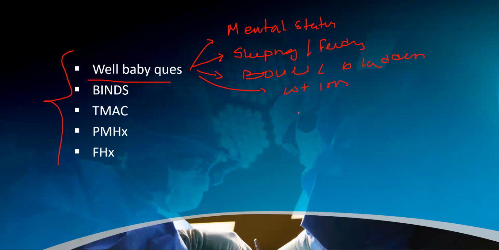So if the child becomes drowsy, that suggests that it is a very severe condition. If child is active, alert, it is not a very severe condition. So mental status is always important in case of any acute presentation. Is he sleeping and feeding well? If a child is sleeping and feeding well, that suggests child is well. We already asked about their bowel habit and water works.